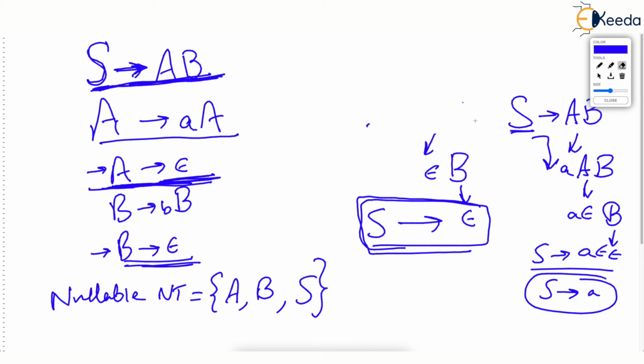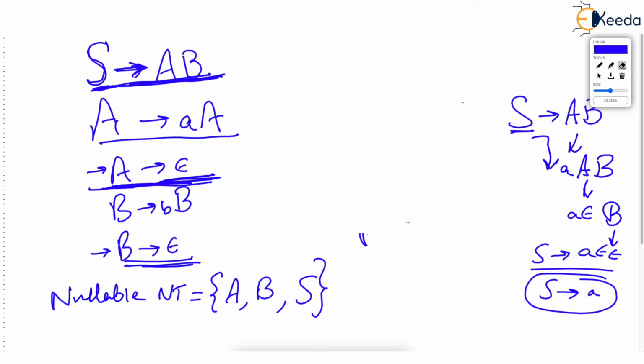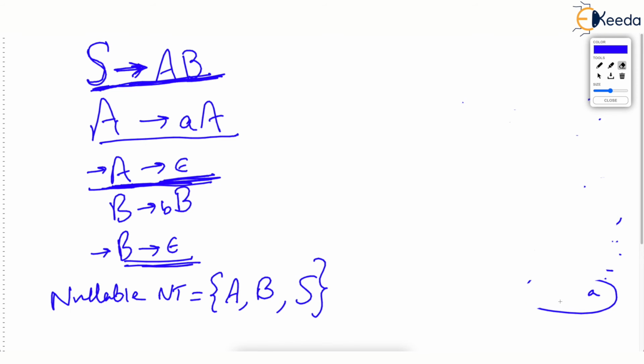What you see here is the start symbol is nullable. That triggers a very important discussion over here. Till now, in the two examples that we saw, we had some nullable non-terminals, but the start symbol was never nullable. Here, the start symbol itself is nullable. So what do you do?